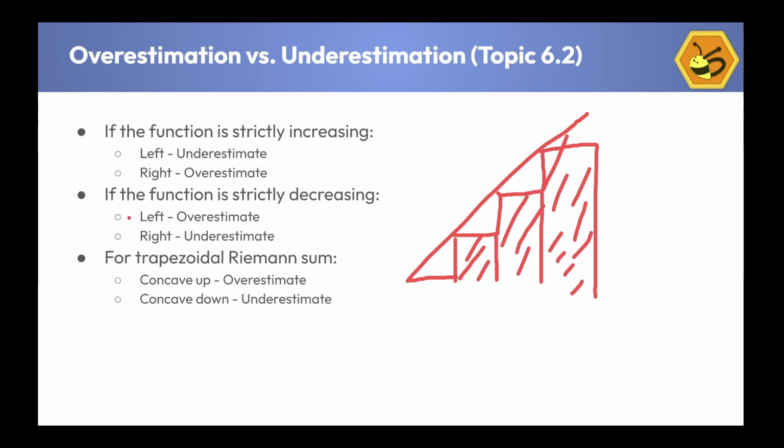A similar strategy applies for strictly decreasing functions. If we're picking left endpoint approximation, we're overestimating because we're picking the highest value out of the subinterval. Like this, of those extra areas. But if we're picking the right endpoint for a strictly decreasing function, then we are underestimating because we're picking the smallest value out of the entire subinterval.